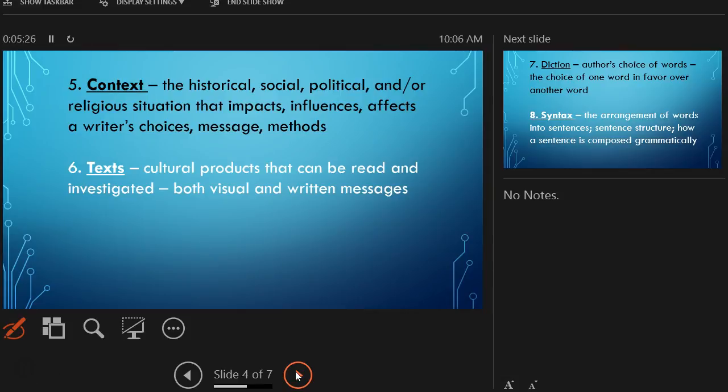And the text, our number 6 word, text are any cultural products that can be read and investigated. They are both visual and written messages. So we're going to look at advertising. We're going to look at editorial cartoons. We're going to look at videos. All of that is a text, and you need to be able to analyze the devices the creator uses to portray a message, to persuade an audience.